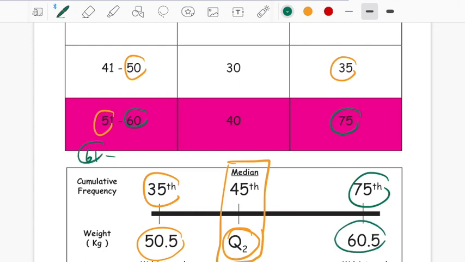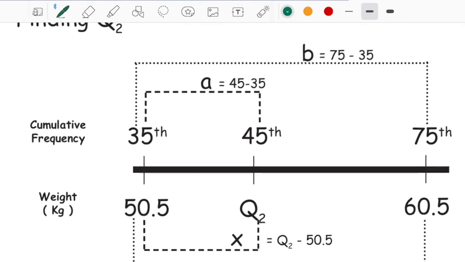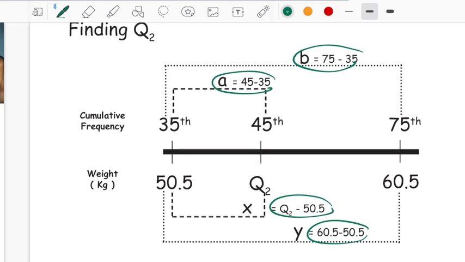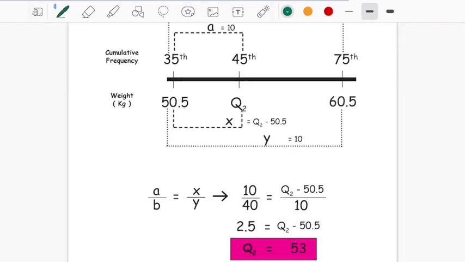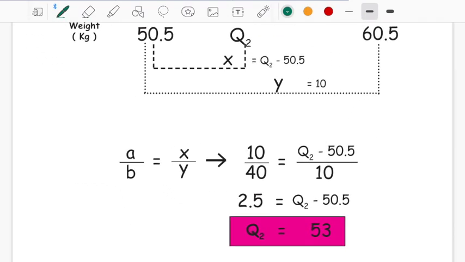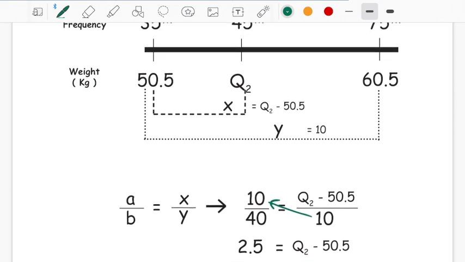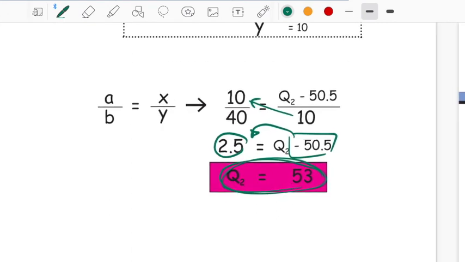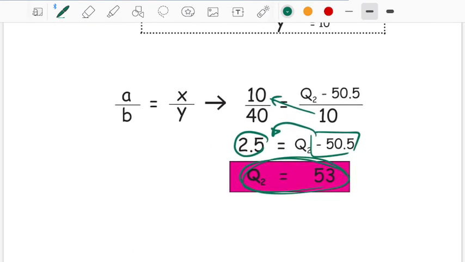60.5. Then again you subtract these two. Okay, take the ratio. Same thing, see? So this over this equals this over that. So what I'm doing now is I will cross multiply the value up. Okay, so if you simplify this, you will get 2.5 and move 50.5 this side. You get a Q2 of 53. Okay, this is using interpolation for Q2.